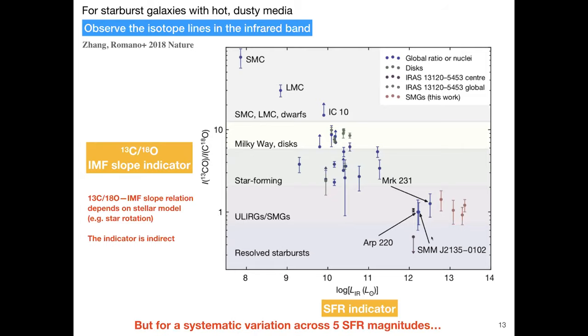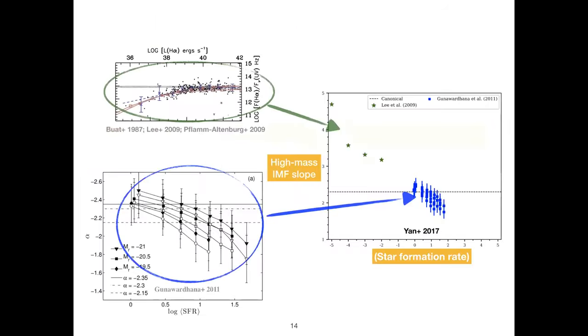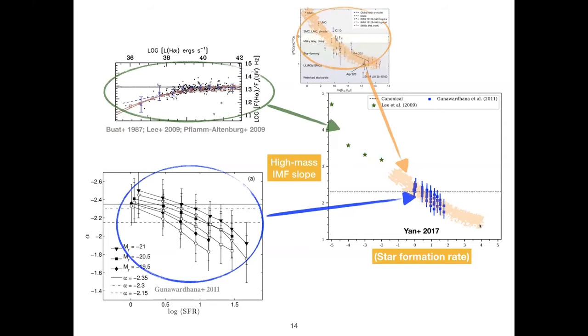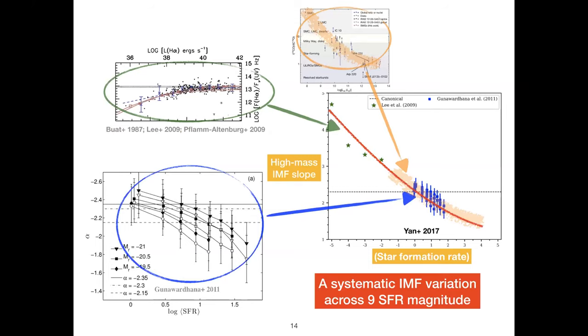The good news is, since this trend continues to lower star formation rate galaxies, we can compare it with our earlier measurements. And since it is more certain that this relation is caused by MF variation, we can see that the isotope ratio indicator overlap with the Kroupa method is probably also caused by MF variation. So this is a systematic variation crossing nine magnitudes.